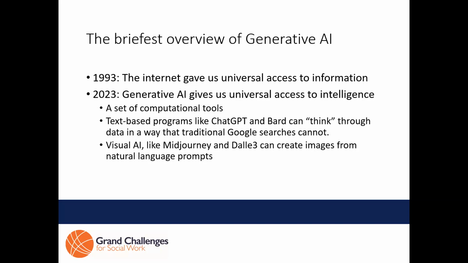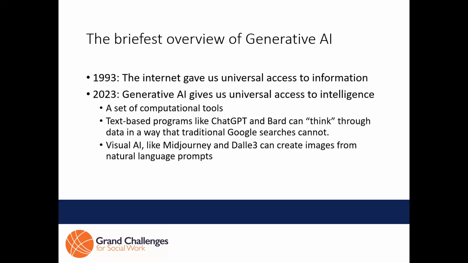One of the frames that I found useful, I was listening to the A16Z podcast, and somebody suggested that the dawn of the internet gave us universal access to information, and the dawn of generative AI is giving us universal access to intelligence. Which I think is a really interesting frame, right?